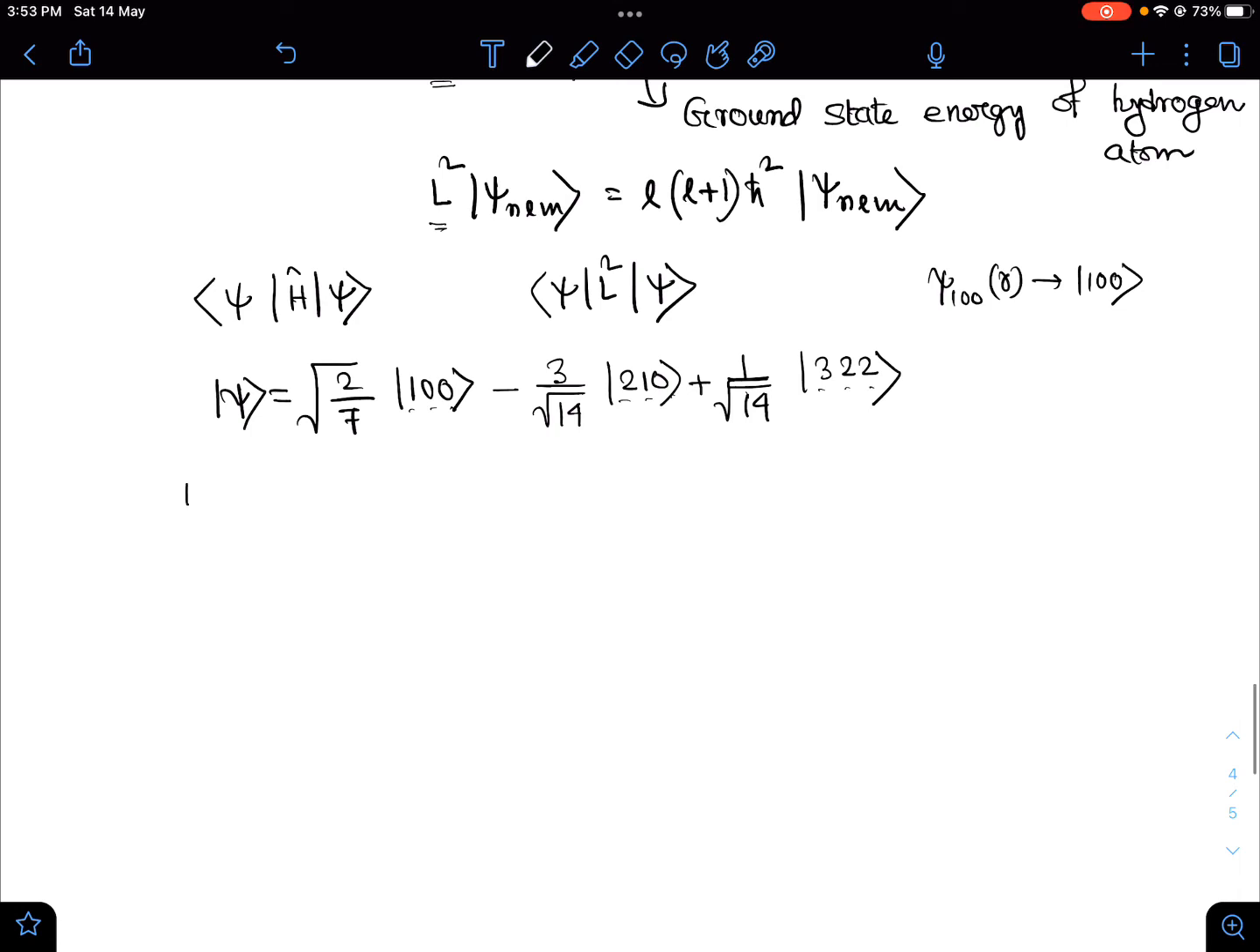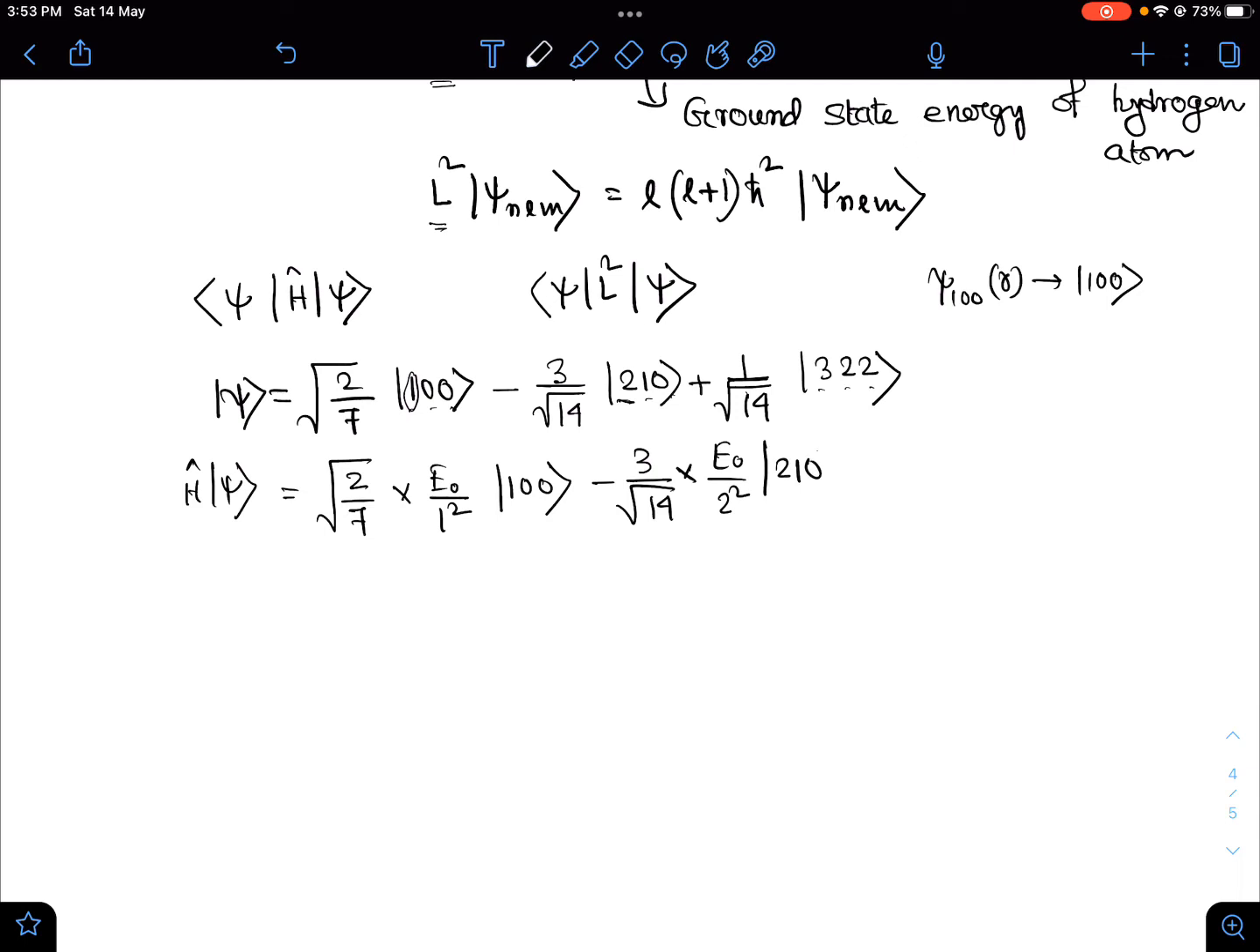So let us calculate H psi. For the first one, this is our value of n, so we have E0 by n squared. For the second term we have n value 2, so it will give us E0 by 2 squared times |210>. For the last term we have n value 3, so we will have E0 by 3 squared, multiplied with |322>.